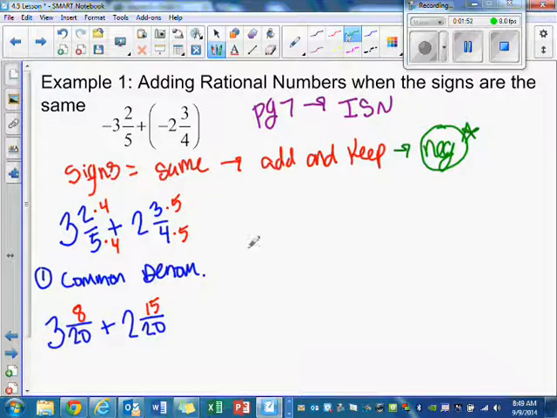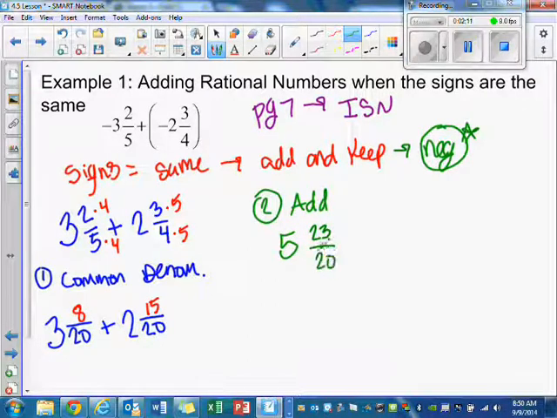Okay, so my second step then is just to add. So I'm going to add the whole numbers. 3 plus 2 is 5. Then I'm going to add my fractions. 8 plus 15 is 23. Keep the denominator.